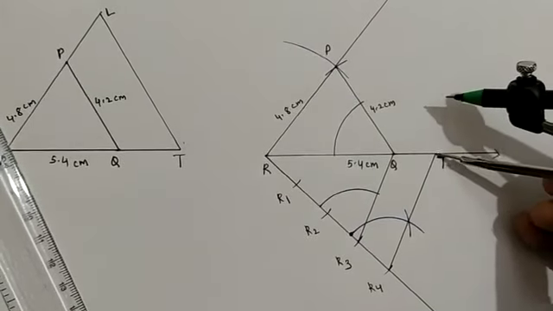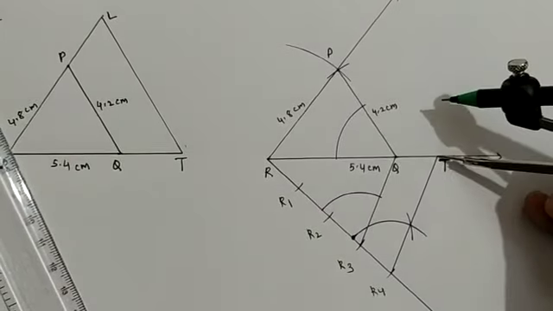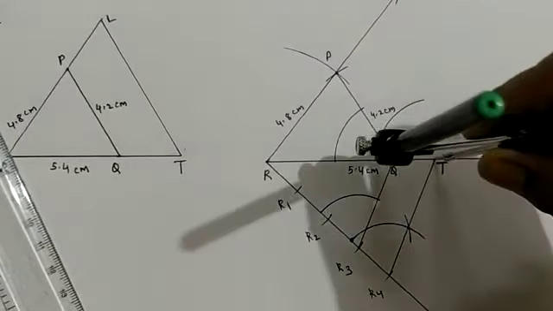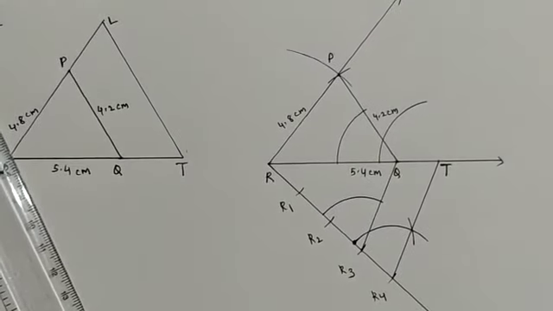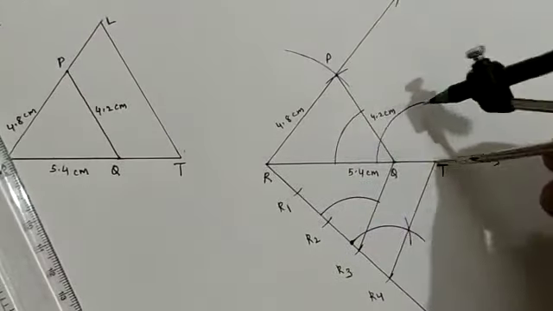And now with the same distance, keep it on point T. With this, cut an arc here also. You can see that first from point Q and then from point T with the same distance.